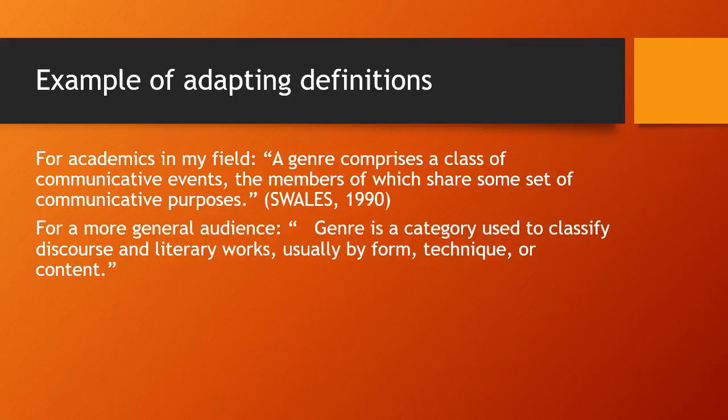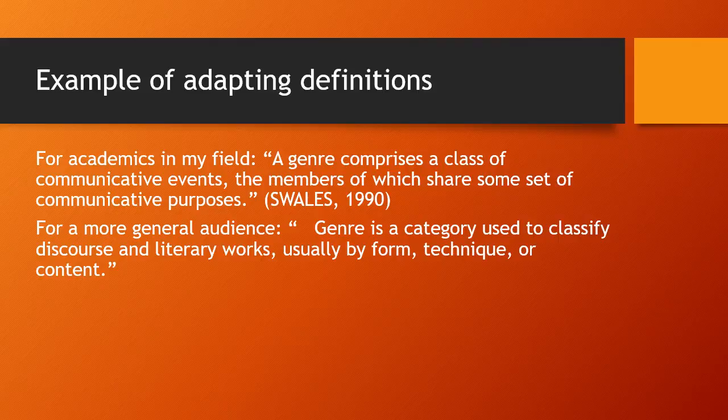Just to give you an example of how you do really need to pay attention to adapting your definitions, I want to think about the concept of genre, which is a term that is fairly typical and really used a lot within the academic field that I'm in, rhetorical studies. And in this field, we might try to use a definition that really helps us use the concept in ways that we need to. So Swales's definition from 1990 was: a genre comprises a class of communicative events, the members of which share some set of communicative purposes. That's actually a fairly broad definition, but it's one that we might be able to use to understand what we really mean when we say genre.